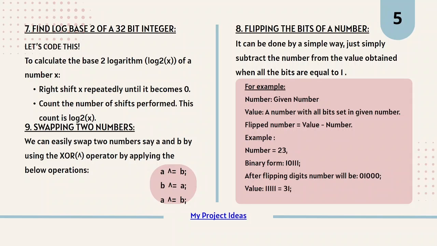Let's see the example. If a number is 23, its binary form is 1 0 1 1 1. After flipping, what will you get? 0 1 0 0 0. And the value will be what? 5 bits of one, that is 1 1 1 1 1, and that is equivalent to 31, because all the bits are set to 1. I know it's a bit confusing, but this is just a glimpse.